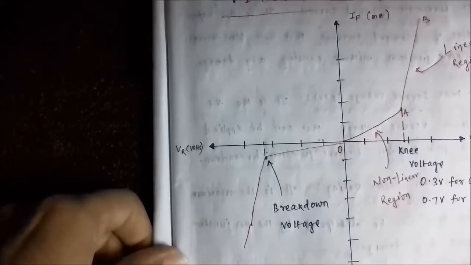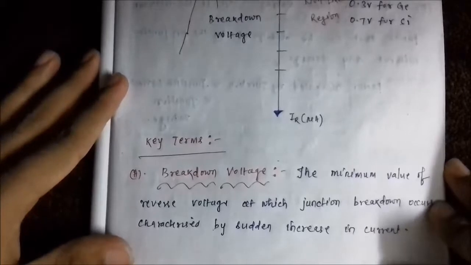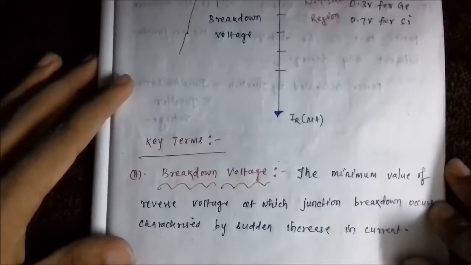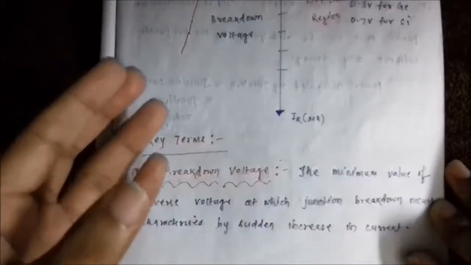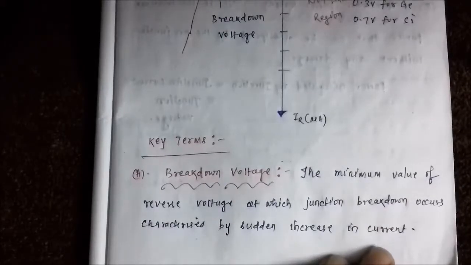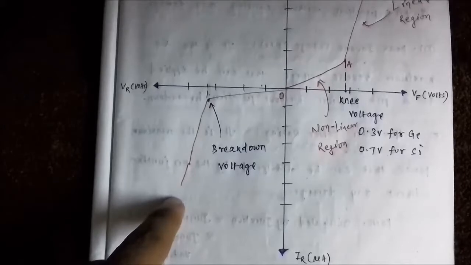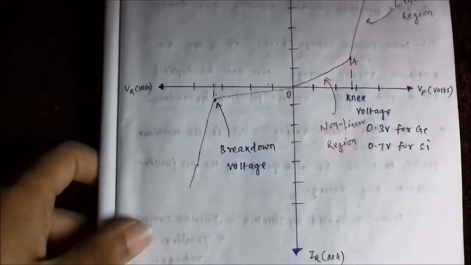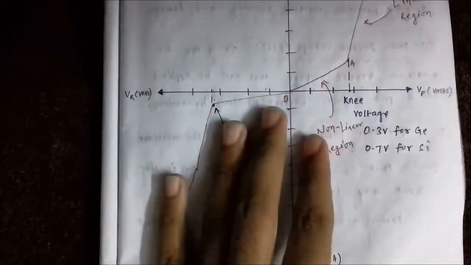So there are a few key terms which are associated with the volt-ampere characteristics of PN junction devices. This is the breakdown voltage, as I told you just now. It is the minimum value of the reverse voltage at which the junction breakdown occurs, which is marked by a sharp increase of current due to the breakage of the covalent bonds and the release of electrons from these bonds.